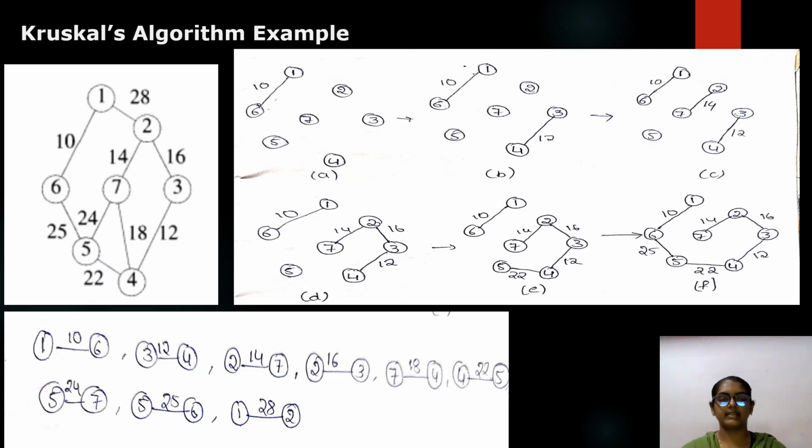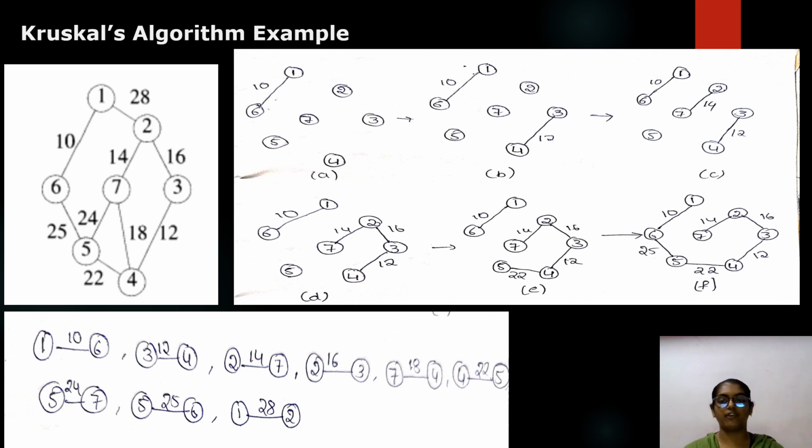Now let's take an example to find the minimum cost spanning tree by using Kruskal's algorithm. This is a graph. So by using this graph, first we'll write the cost in ascending order: from 1 to 6, 10. Again next 3 to 4, 12. 2 to 7, 14. 2 to 3, 16. 7 to 4, 18. 4 to 5, 22. 5 to 7, 24. 5 to 6, 25. 1 to 2, 28.